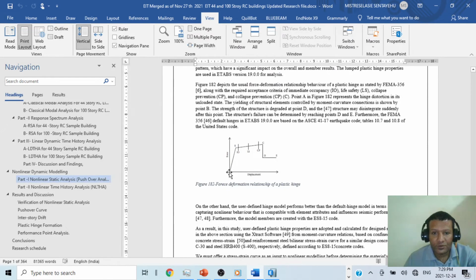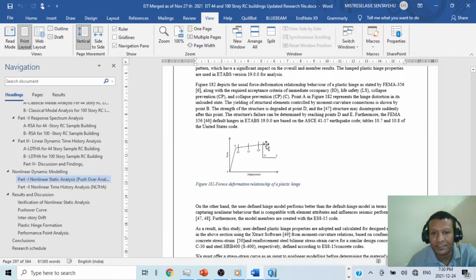So as I told you, this is the force deformation curve A, B, C, D. What I showed you now is the point from A to B. This is the first part in the force deformation curve. When it passes to B, this is the first point where the material ductility starts. Then we have the IO, LS, CP levels. For these IO, LS, CP levels, there are different guidelines. I will come to that in a minute. I will show you.